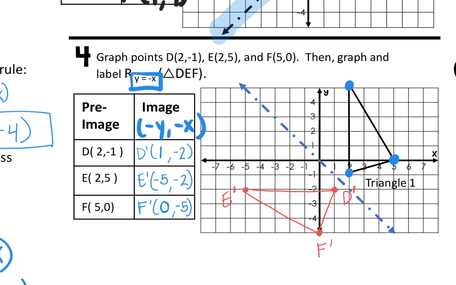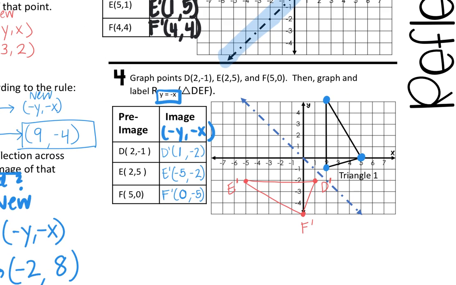All right. You can see clearly we have this reflection over this particular line. All right, and this is how you do these last two reflections on day 2.